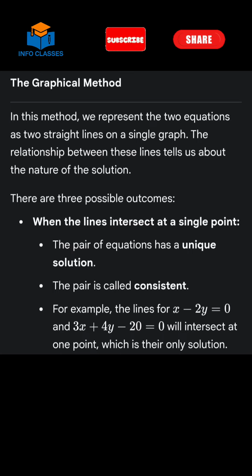When the lines intersect at a single point, the pair of equations has a unique solution. The pair is called consistent. For example, the lines for x minus 2y is equal to 0 and 3x plus 4y minus 20 is equal to 0 will intersect at one point, which is the only solution.